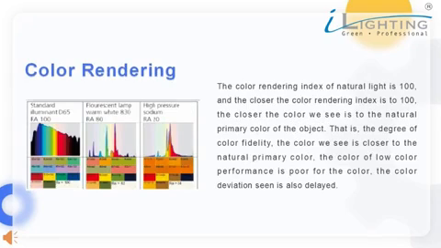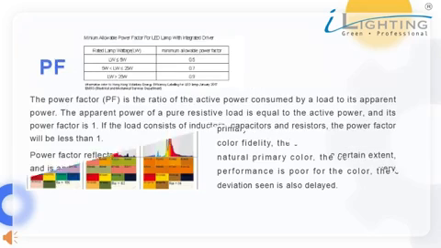Color rendering. The color rendering index of natural light is 100, and the closer the color rendering index is to 100, the closer the color we see is to the natural primary color of the object. That is, the degree of color fidelity, the color we see is closer to the natural primary color. The color of low color rendering is poor, and the color deviation seen is also larger.